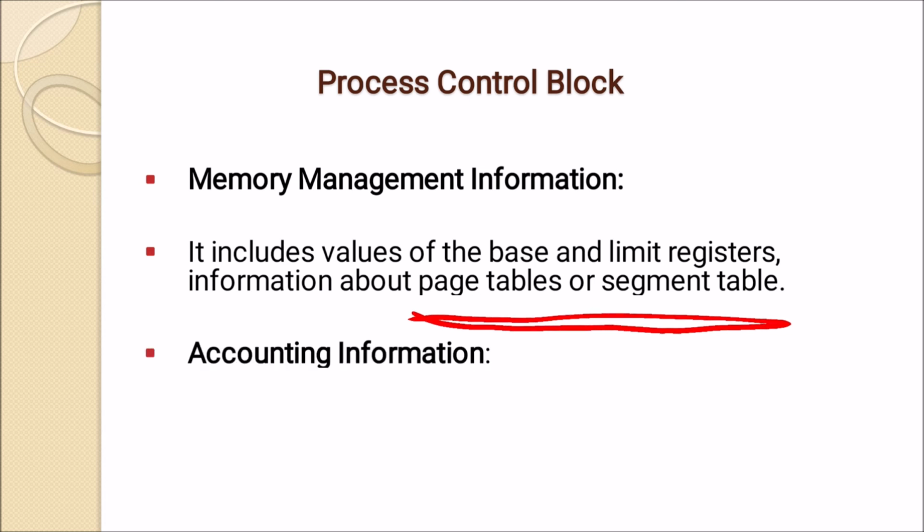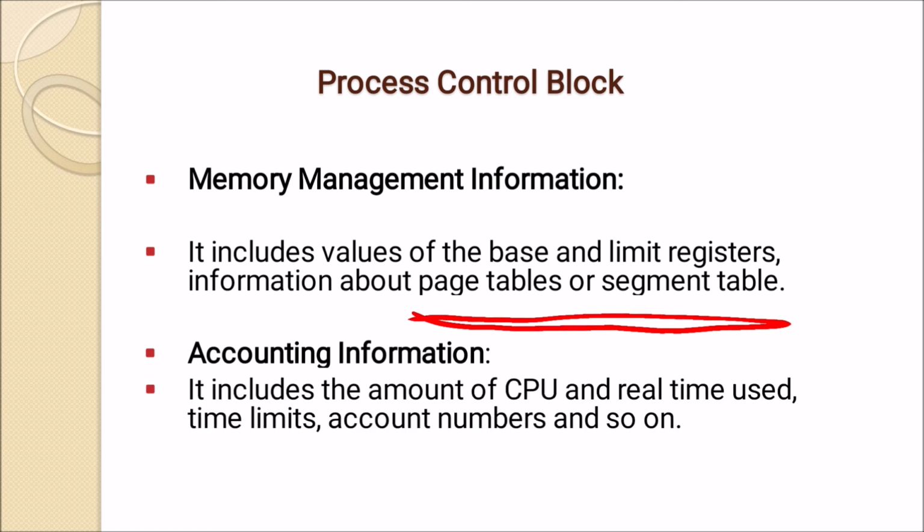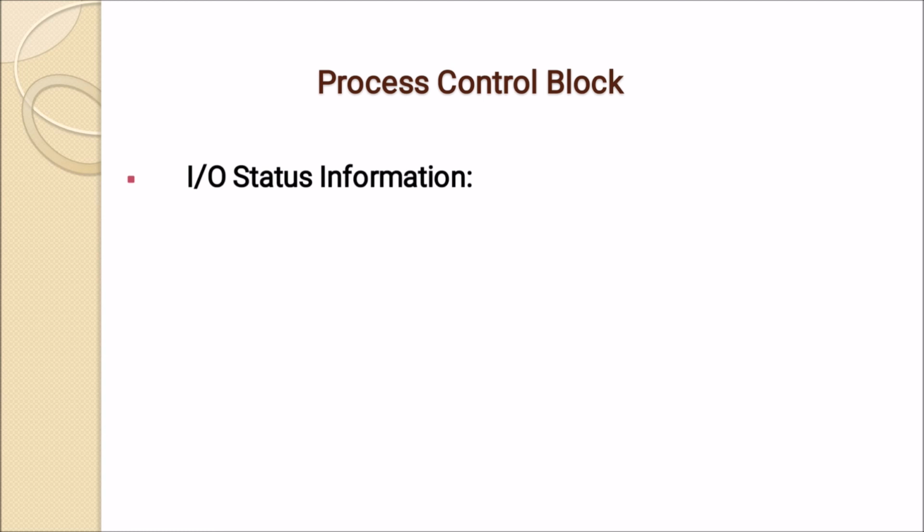The next one is accounting information. It includes the amount of CPU and real time used, time limits, account numbers, and so on. So this is the information stored in this field, accounting information.